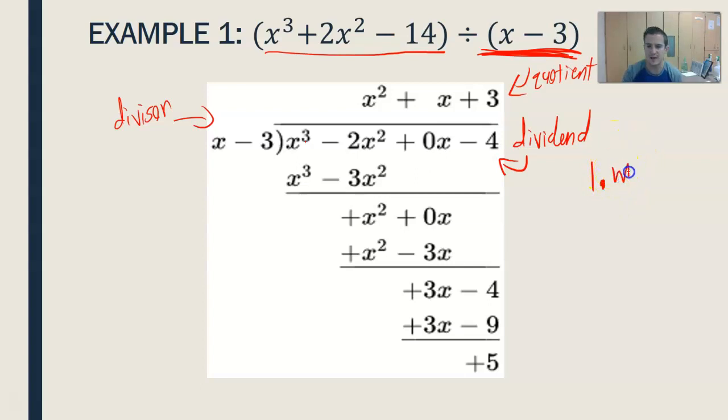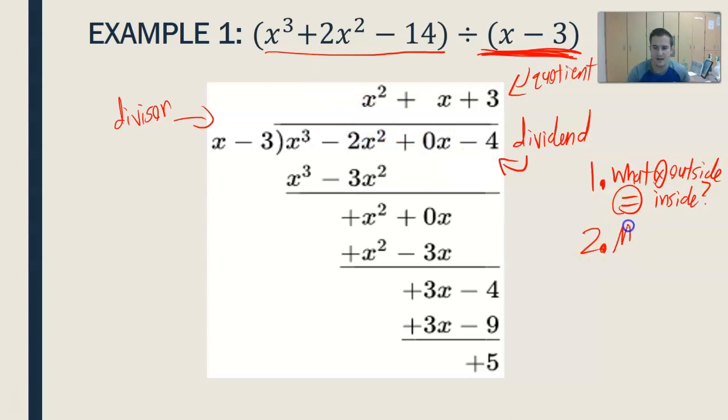So my first step: what times the outside equals the inside? I'm going to look at this first term right here. What times x equals x cubed? Well, to get from x to x cubed, I have to multiply by x squared. What times the outside equals the inside? X squared. So I'm going to write x squared up on top above the x squared term as the first part of my quotient. So that's my first step.